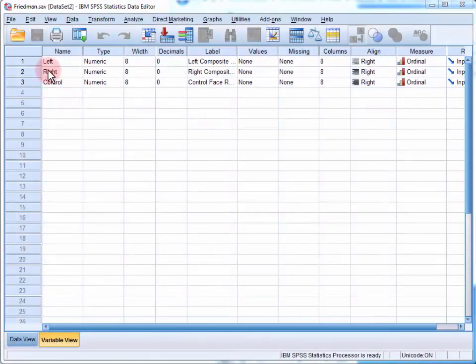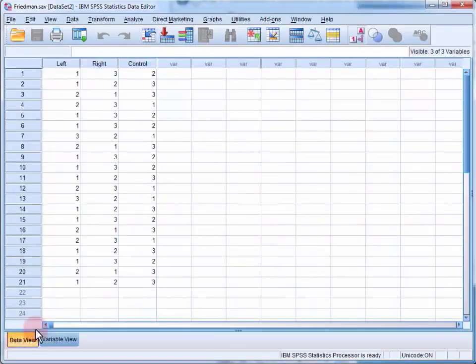In the data file, we have a variable set up for the ranks given to the left composite face, for the right composite face, and for the control face. If I swap to the data view, I can see that the first participant rated the left composite face first, the control face second, and the right composite face third.